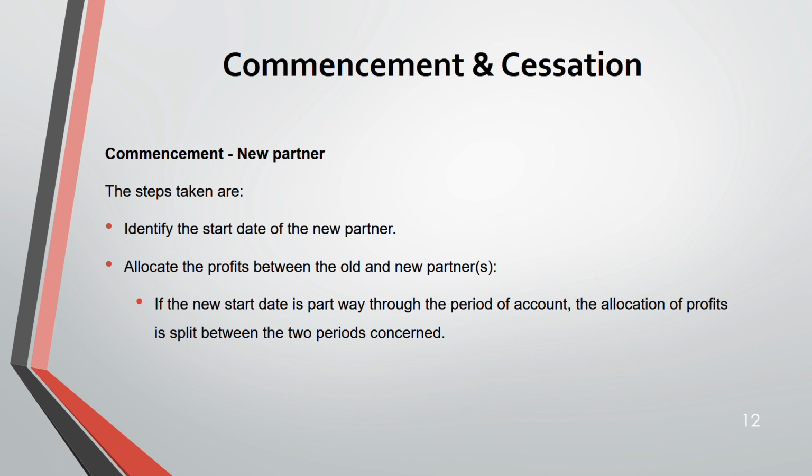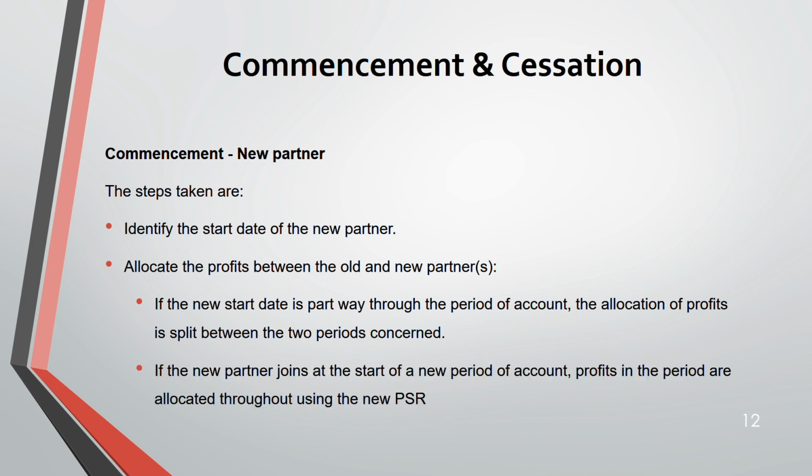If the new start date is partway through the period of account, like how we have just seen in the previous question, they have just changed the profit sharing ratio, a new partner did not come. Let's say that a new partner comes in the middle of the period of account. Then you allocate the profit between two periods. If a new partner joins at the start of a new period of account, then profits in the period are allocated throughout using the new profit sharing ratio, that is PSR.